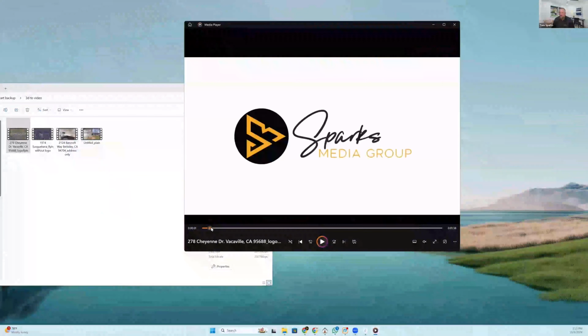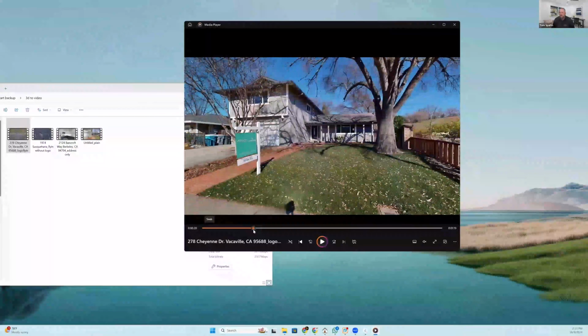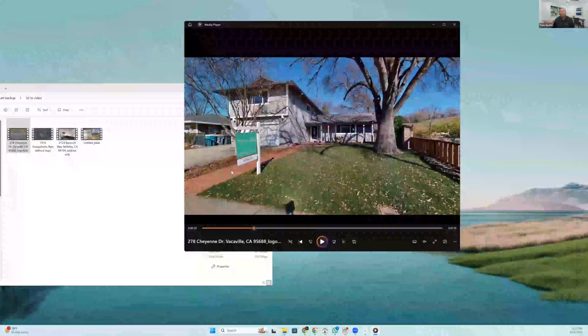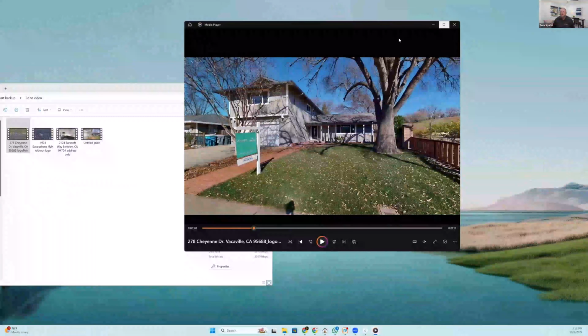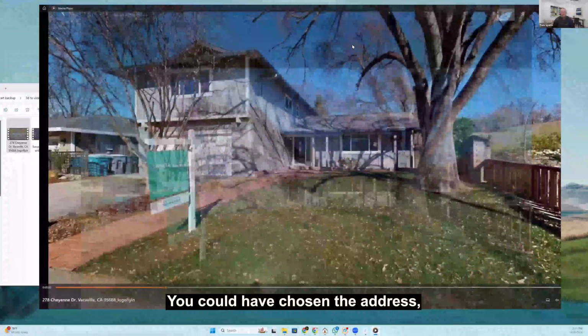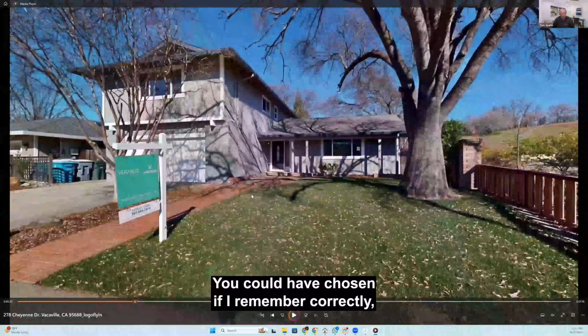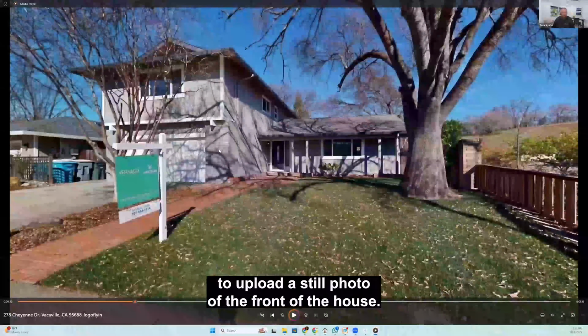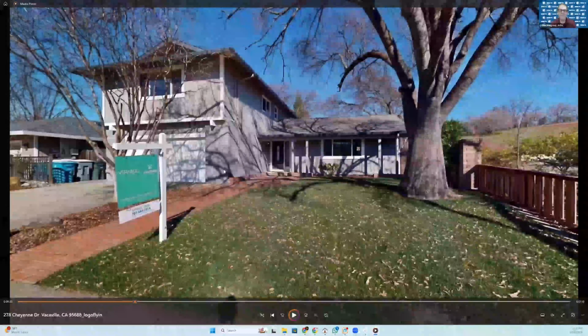And just refresh. You could have done, could you go address full screen for us, Tom? Yeah. You could have chose address to include the address or not. You could have chose, if I remember correctly, to upload a still photo of the front of the house. Mm-hmm.